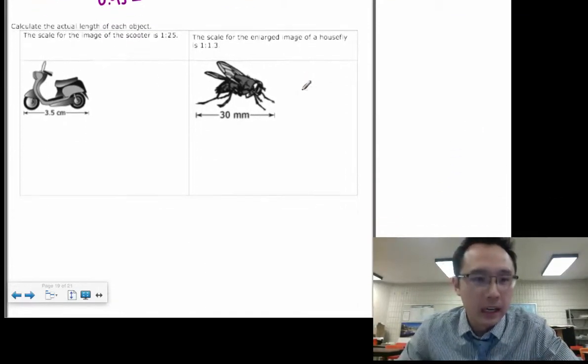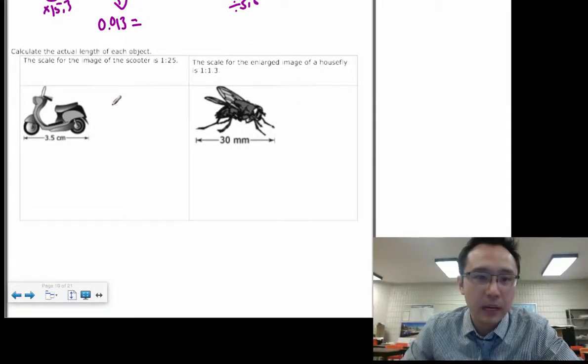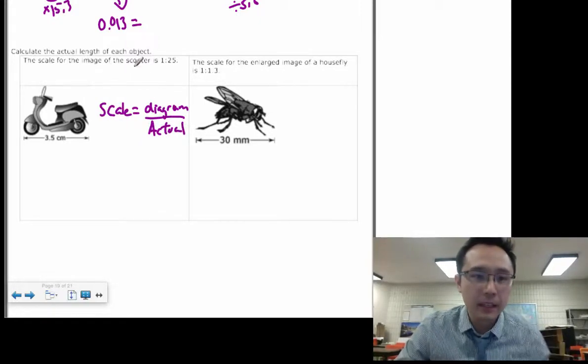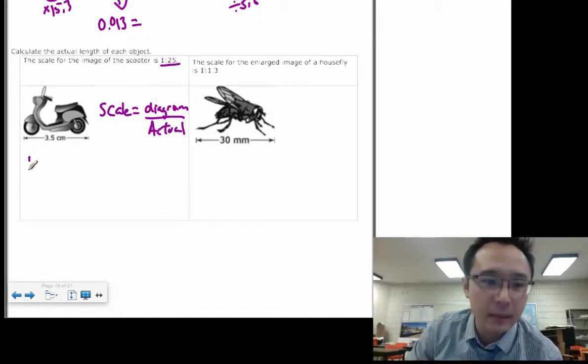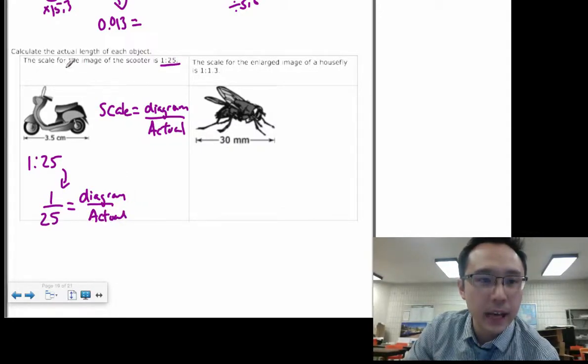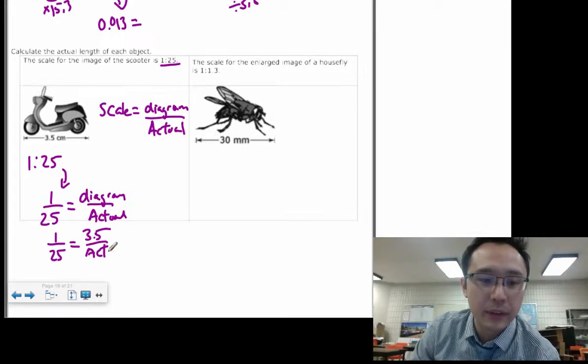Moving on to the scaling object, remember the scale factor is equal to the diagram length, that's your diagram, divided by the actual. That's sort of like the formula. So the first thing is when you see the scale is 1 to 25, you're going to change this into a fraction, 1 over 25. This is going to equal your diagram divided by the actual. So since we're looking at the diagram here, we're going to plug this in: 1 over 25 is equal to 3.5 divided by actual, and we try to figure out the actual.